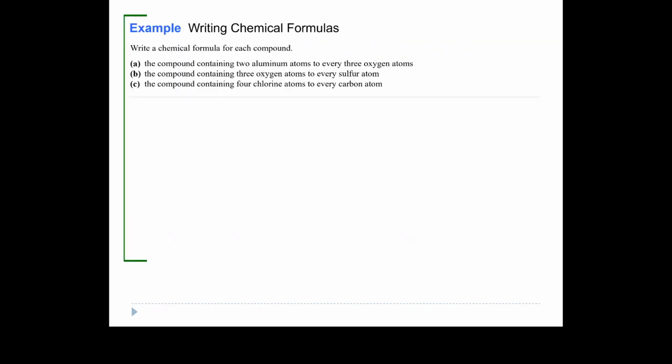All right, help me out here. So I've got 2 aluminum atoms to every 3 oxygen atoms. How can I write a formula for that? Which one comes first, and how do I denote how many are there? Yeah, aluminum comes first. So Al, and then oxygen comes second. And then how do I denote how many are there? So how do I put them on the thing? Subscript. So how many for aluminum? And how many for oxygen? So this is aluminum oxide.